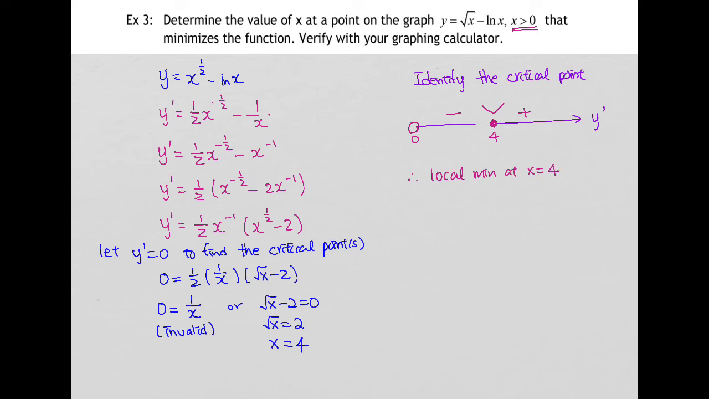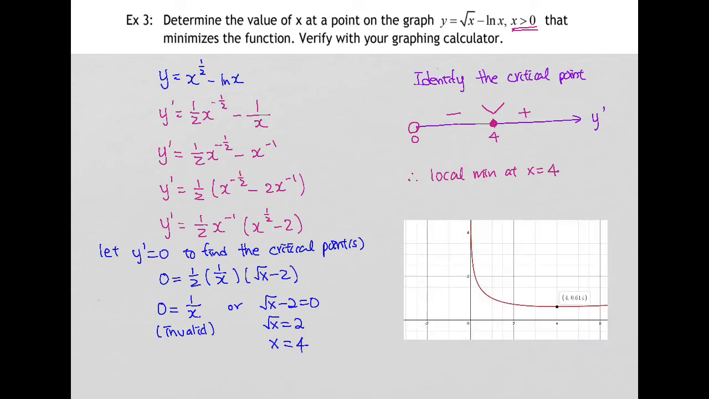Since the question didn't ask us to find the minimum y value, x equals 4 will be your final answer. Now, I verified it with the graphing calculator. I graphed the function square root of x minus ln x on the graphing calculator, and I asked it to give me the minimum point, which is going to be here. As you can see, the x value is 4.